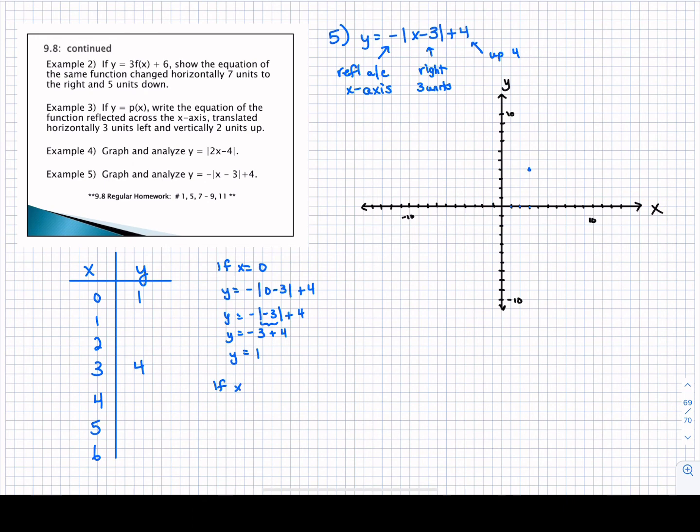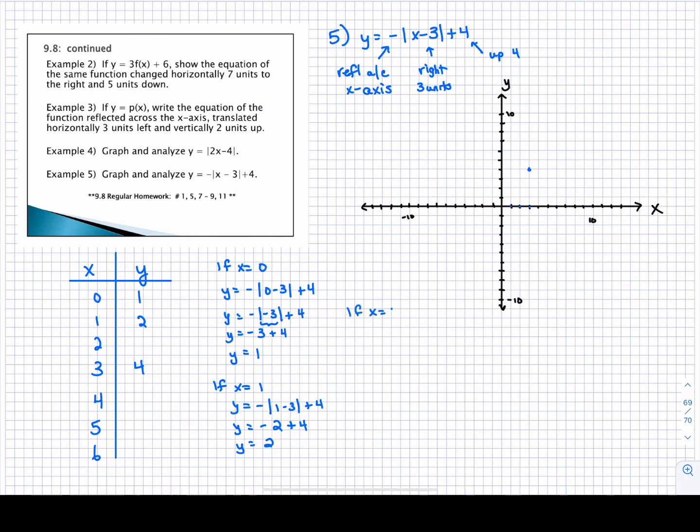Now, if we have an x value of 1, then we get y equals negative absolute value of 1 minus 3, all plus 4. So y will equal negative, now 1 minus 3 is negative 2, but the absolute value of negative 2 is just positive 2. Once again, we cannot say that two negatives make a positive when those two negatives are on opposite sides of an absolute value symbol. So negative 2 plus 4 is positive 2. So we've got another value on our table. And we can keep going from here.